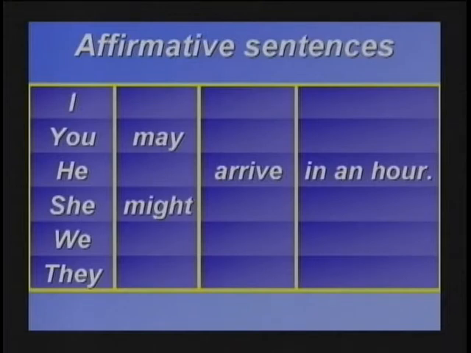Después el verbo que le corresponde a esa oración, en este caso el verbo arrive. Y después tenemos los complementos, en este caso aparece in an hour. Si combinamos algunos de estos elementos, nos quedaría, por ejemplo, you may arrive in an hour, or she might arrive in an hour. Copy this in your notebook.